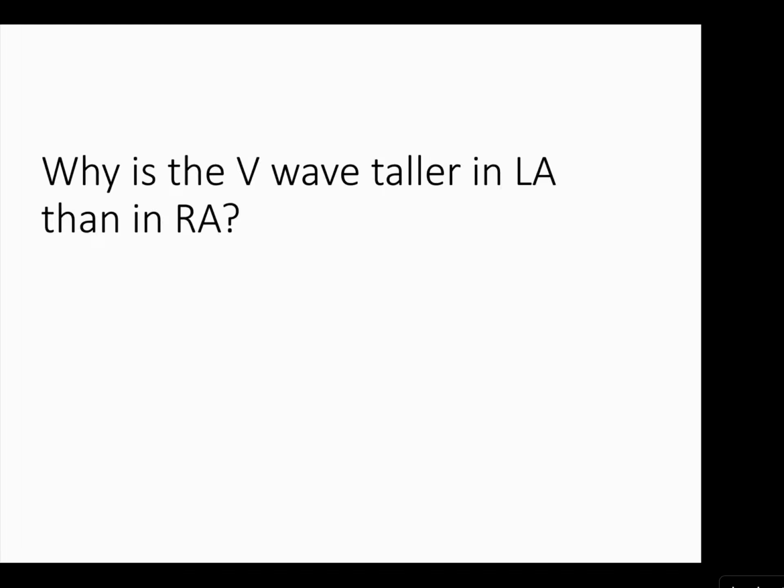So the left atrium is caged. So the LA is less compliant compared to the RA. That's why the LA pressure, the V wave, is larger compared to the RA.